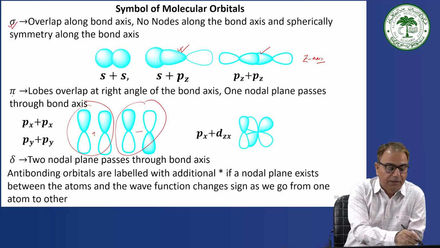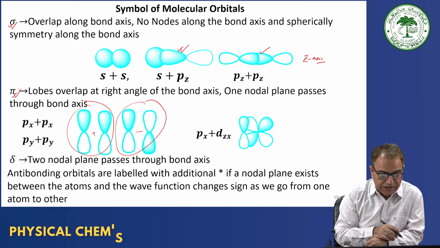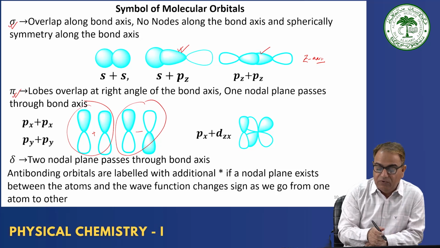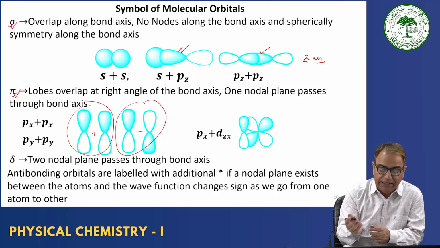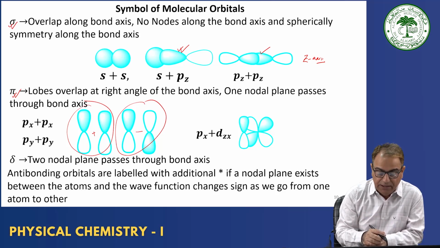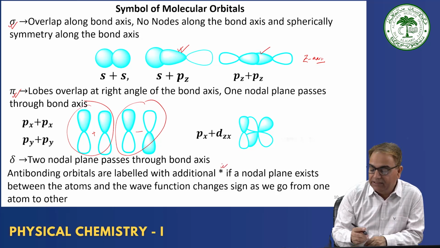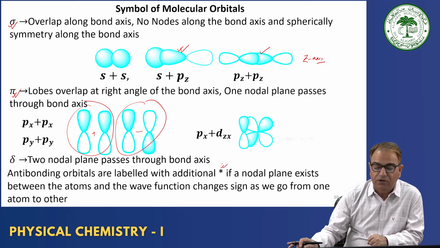So it will give you a pi molecular orbital. Same way, if you have a pi molecular orbital, the delta overlap will have two nodal planes that pass through the bond axis. And anti-bonding is given a star sign, as I told you. Delta bonds we will not talk about much.